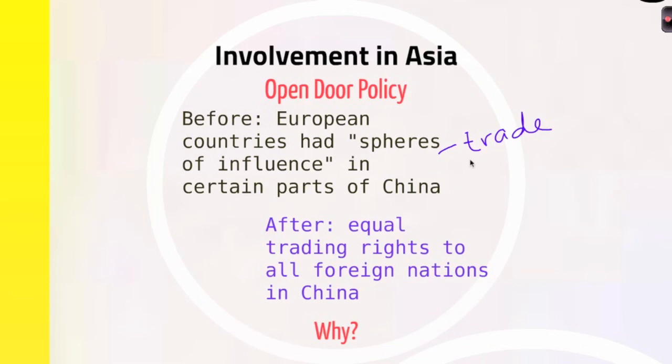So we decided to emphasize what we call an open door policy, which gives equal trading rights for foreign nations in China. So no more of the spheres of influence. The whole reason we wanted to do this is because we wanted to make sure the United States had a shot to trade with the Chinese and to have another market for American goods.